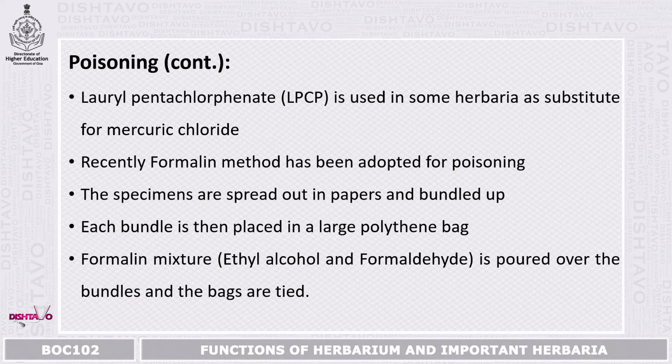LPCP is used in some herbaria as a substitute for mercuric chloride. Recently, the formalin method has been adopted for poisoning. For this, the specimens are spread out in papers and bundled up. Each bundle is then placed in a large polythene bag. A formalin mixture comprising ethyl alcohol and formaldehyde is poured over the bundles and the bundles are tied.